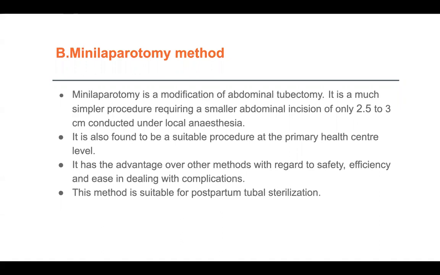Mini laparotomy is a modification of abdominal tubectomy. It is a much simpler procedure requiring a small abdominal incision of only 2.5 to 3 centimeters, conducted under local anesthesia. It is found to be a suitable procedure at the primary health center level. It has an advantage over other methods with regard to safety, efficiency, and ease in dealing with complications. This method is suitable for postpartum tubal sterilization.